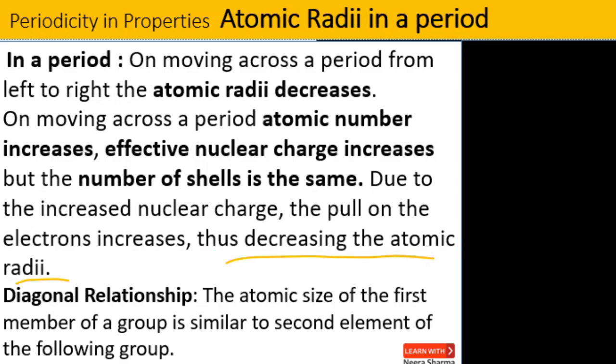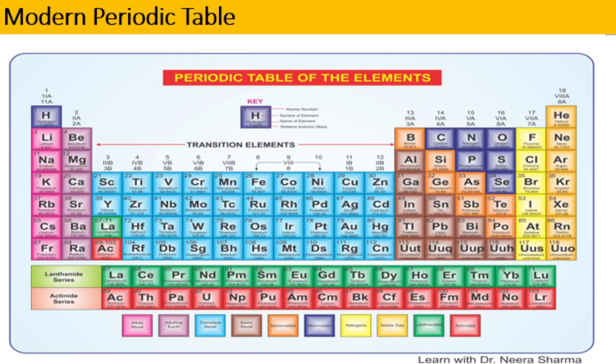Decrease in atomic radii. Now, the atomic size of the first member of a group is similar to the second element of the following group. If we look at the periodic table, at group 1, lithium is the first member of group 1. So for lithium, the size will decrease as we go across to beryllium and then increases.